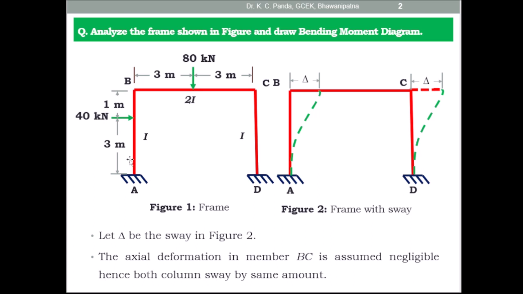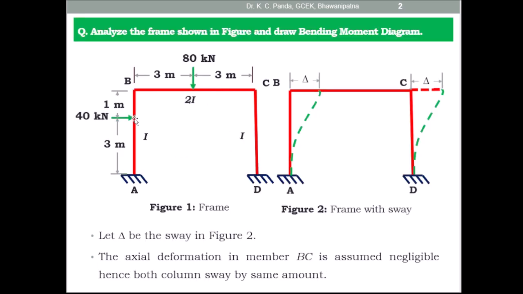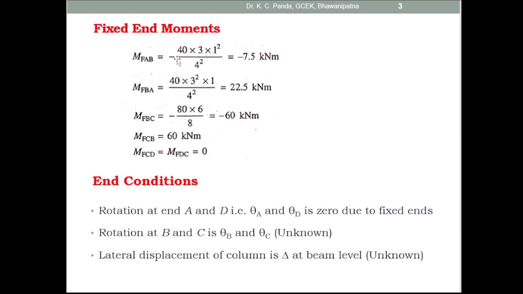So the fixed end moment MFAB is equal to minus W A B square by L square. So here you have to take A is equal to 3 meter and B is equal to 1 meter. So MFAB is equal to minus 40 into 3 into 1 square by 4 square. So this is equal to minus 7.5 kilonewton meter.